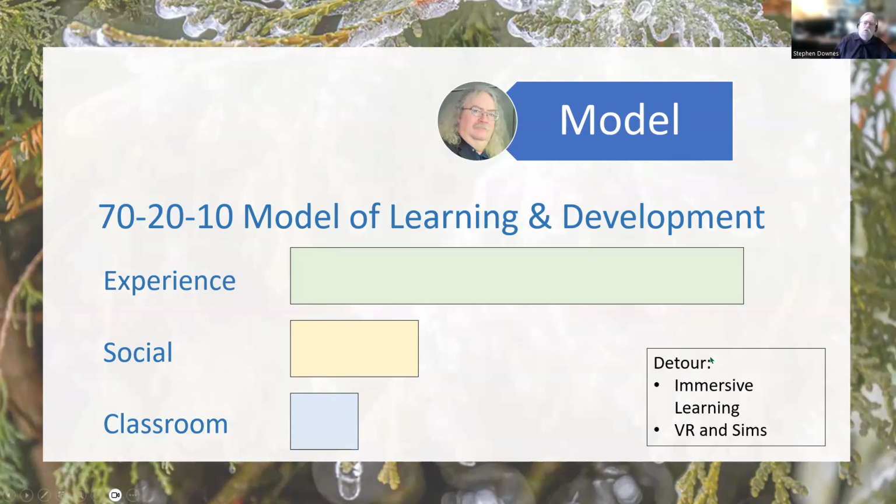It's a 70-20-10 model, if you wish. The 70-20-10 model of learning and development is 70% experience, 20% social, and 10% in the classroom. That's a very different model than we have now, isn't it? Where most of it happens in the classroom and then you have homework and social. Forget social. But this is a model for connectivism.